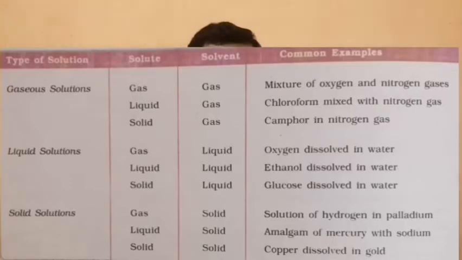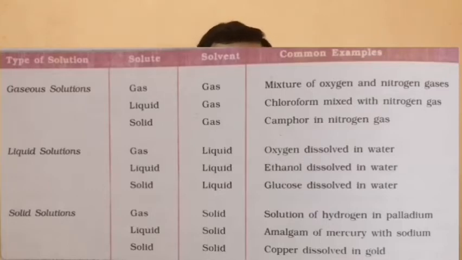So you can see the second column is written solute, and the third column is written solvent, and some examples are given. In the first three cases, the solvent is gas and the solute is gas in gas, liquid in gas, solid in gas. Gas in gas, the very well known example is the mixture of oxygen, nitrogen, carbon dioxide, that is air. Liquid in gas, it is chloroform mixed with nitrogen gas. Then solid in gas, camphor or naphthalene in nitrogen gas.